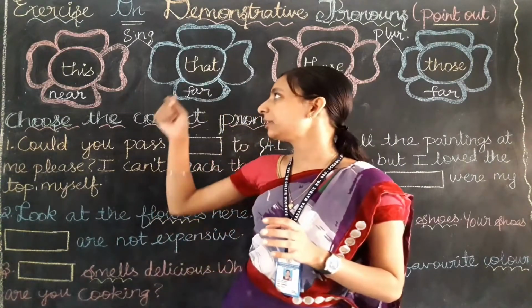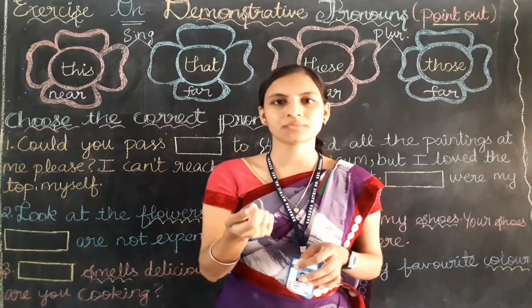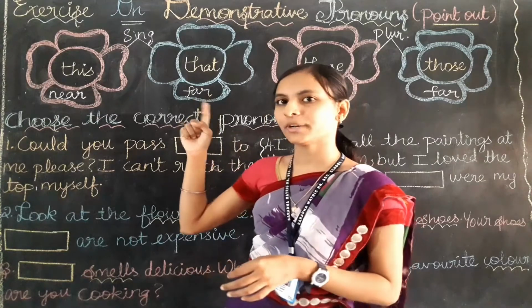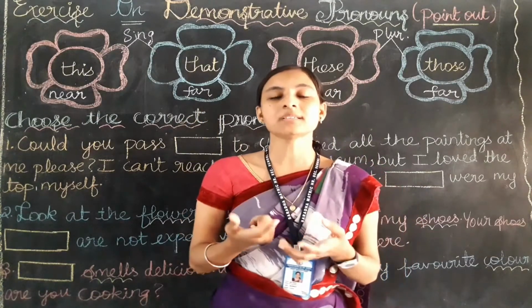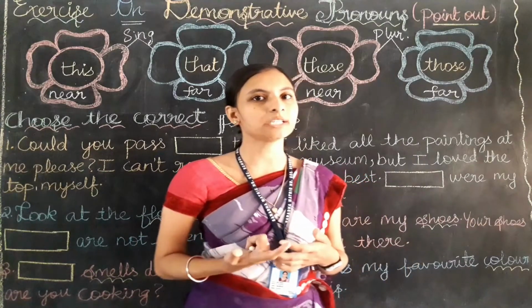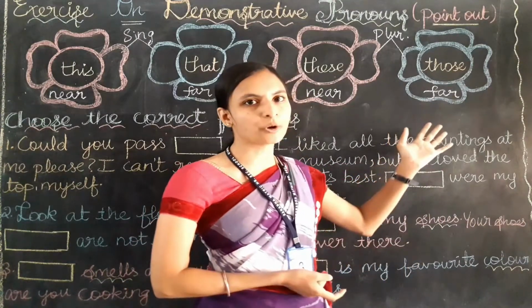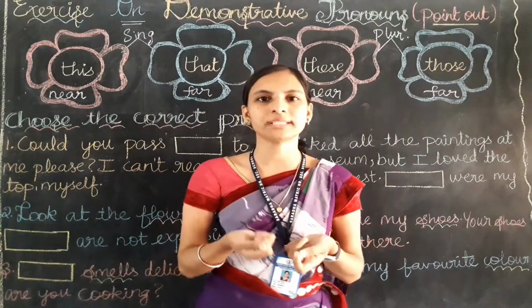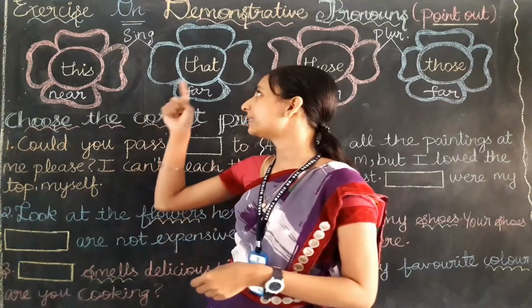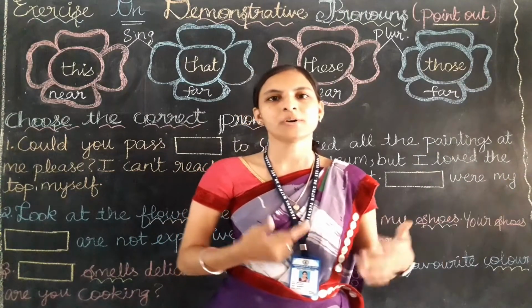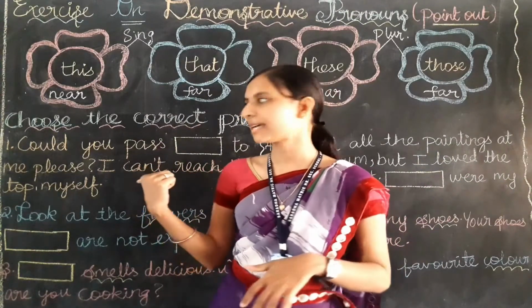Okay, and if one thing is far, if I am going to point out one thing that is far, then I will use that. Remember. If many things are far away from me and I want to point out those things, which pronoun do I need to use? Yes, those. Clear? This and these are used to point out the things which are nearby us, and that and those are used to point out the things which are far away from us. Okay, let's start doing the exercise.